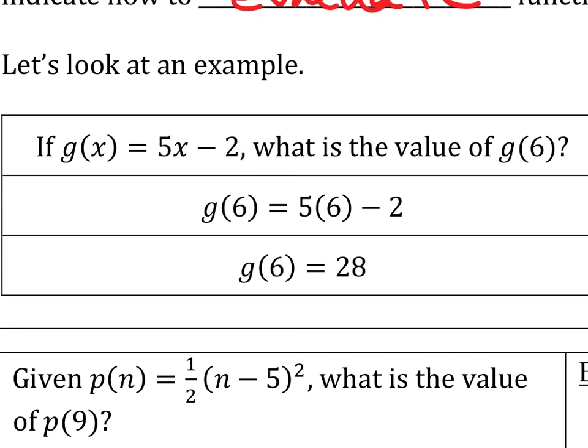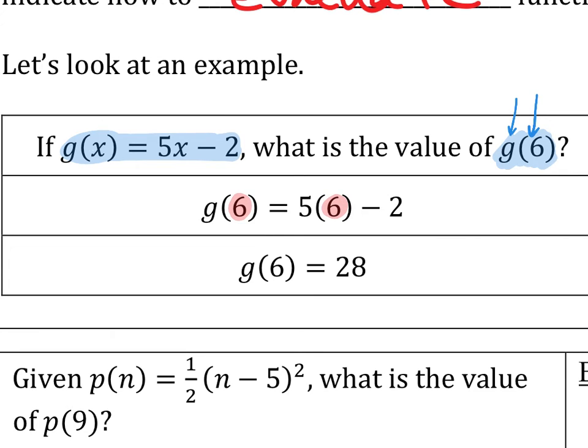Here's the example. It says, if g of x is equal to 5x minus 2, so we have an equation, what is the value of g of 6? A second ago, my function notation said g with an x plugged in, and then all of a sudden it says to do g with a 6 plugged in. No big deal. I'm going to plug in a 6. So instead of x, I put a 6 in parentheses.